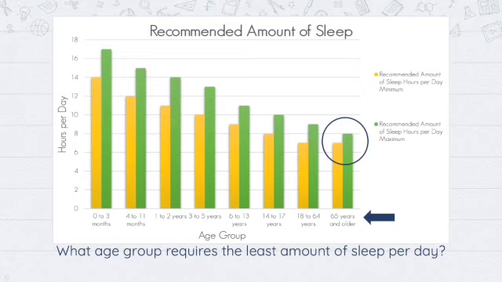Here, the column with the least amount of sleep per day is encircled, and it reaches a maximum of 8 hours per day. And this column belongs to the age group 65 years and older, which is pointed by the arrow. Therefore, we can say that the age group that requires the least amount of sleep per day is the age group of 65 years and older.